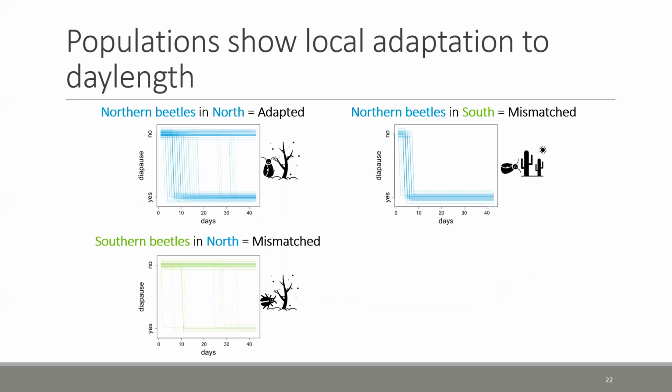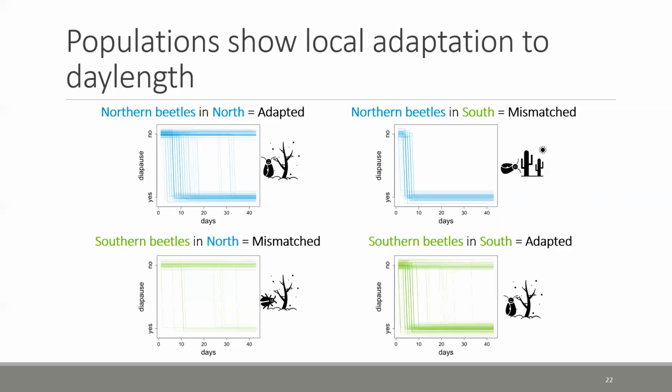When southern beetles were put into a northern environment, we found that they were also mismatched, but for a different reason. Most of them did not enter diapause when that would have been beneficial in the northern environment. Finally, southern beetles in a southern environment were well adapted. About half entered diapause, and so they were well timed with their environment and entered diapause in time to prepare for winter in the south. Together, these results show a strong signal of local adaptation because fitness is highest in their home environments.